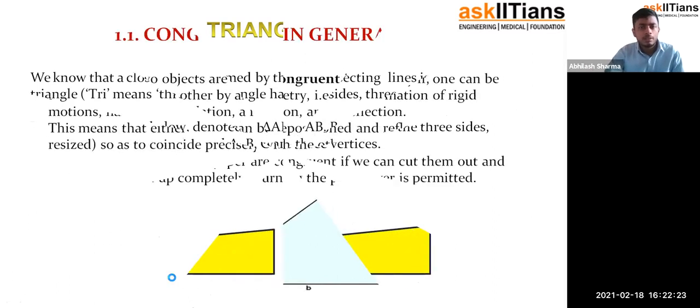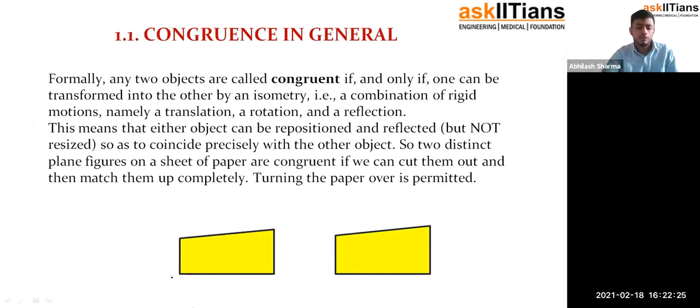Now, congruence in general. Congruence in general means not just for triangles, but for any figures that might be of our interest. So, how do we define congruence in general? Formally, any two objects are called congruent if and only if one object can be transformed into the other by an isometry. What do we mean by isometry?